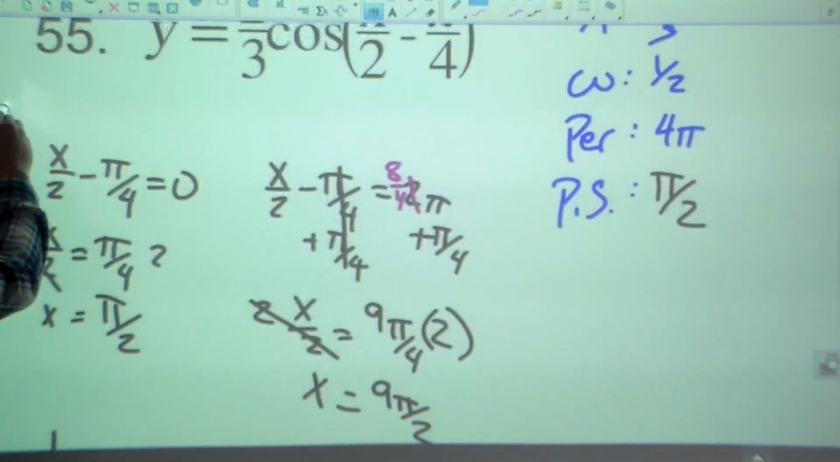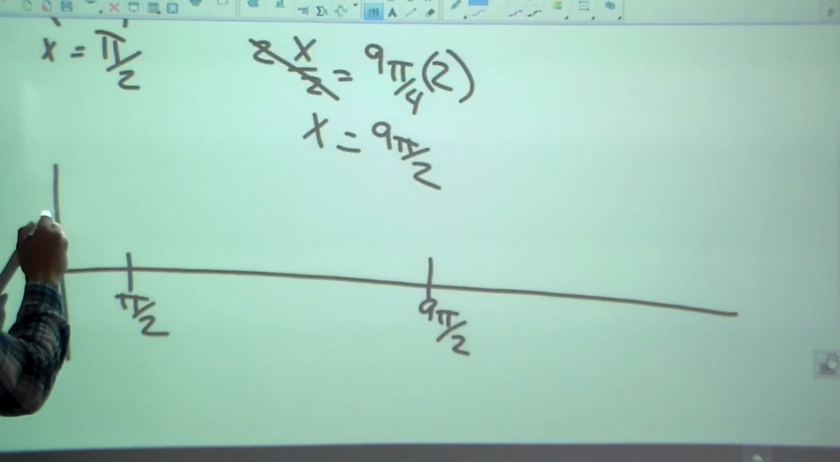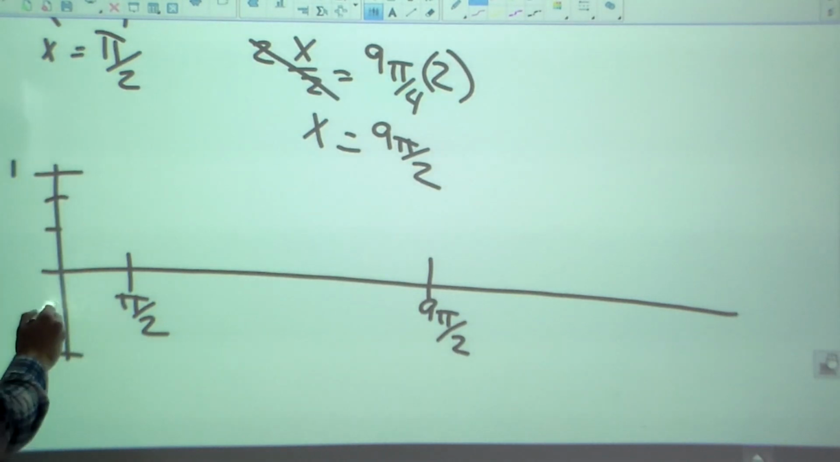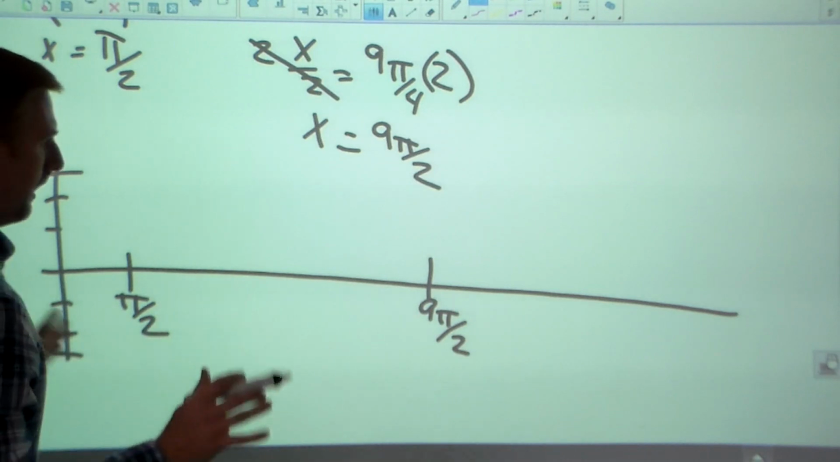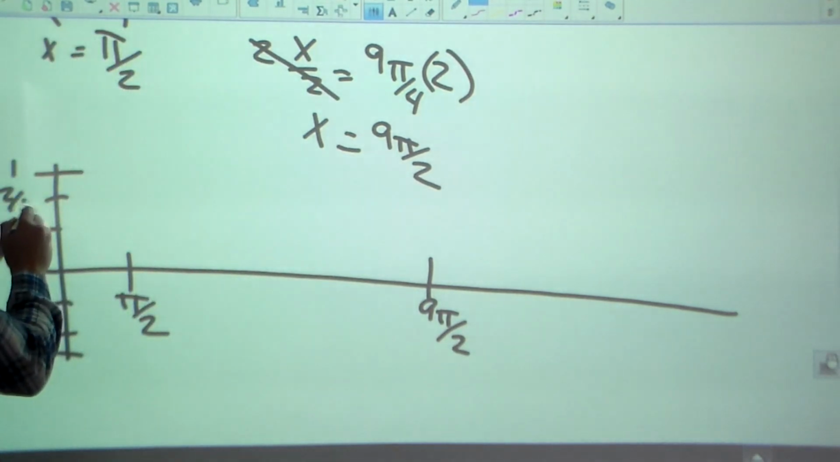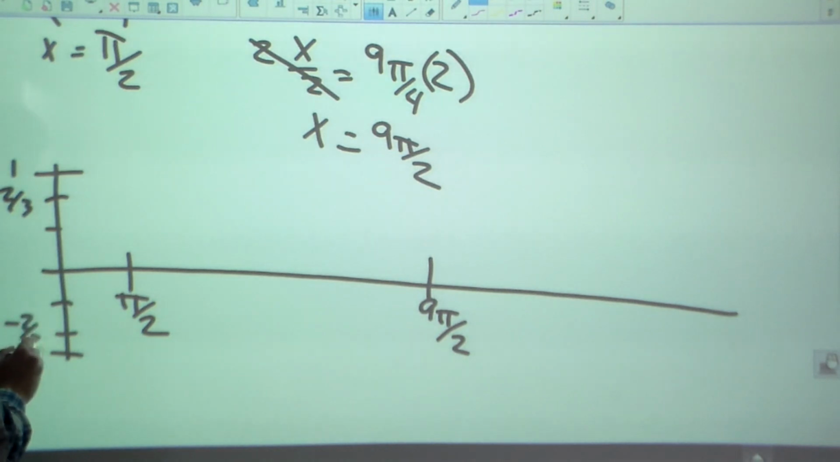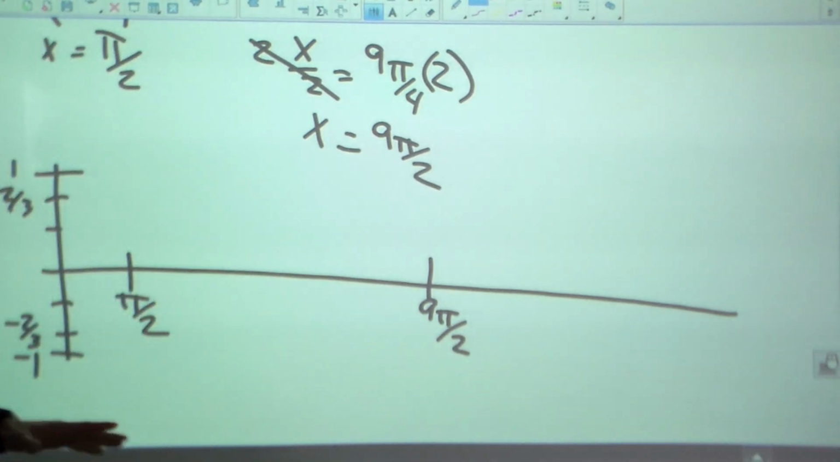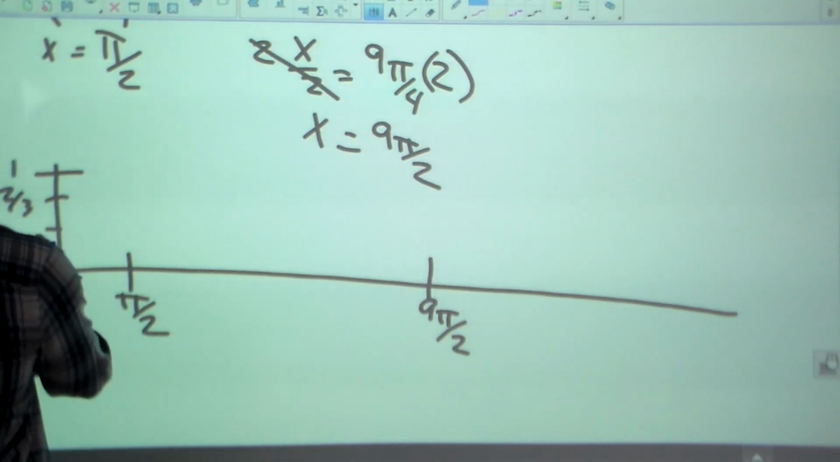Now, amplitude. It's up at 2/3. So here's what I'll do. I'll put 1, and I'll put some little tick marks. However you want to do that's fine, as long as you indicate to me that you know 2/3 is as high as it goes, and -2/3 is as low as it goes. If you want to label those, that's fine. Just make it clear to me that you understand how that works.